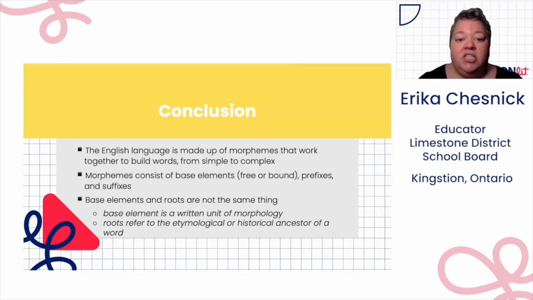In conclusion, the English language is made up of morphemes that work together and build on each other to create words, ranging from simple to complex. Knowing these morphemes and the different parts of words is incredibly beneficial for students and can have impacts on reading comprehension, fluency, vocabulary, and even grammar. Morphemes consist of base elements, either free bases that can stand on their own, like read, or bound bases that need at least one other morpheme to make it an English word, like in our example, struct. We also have affixes, which is an umbrella term for prefixes and suffixes.